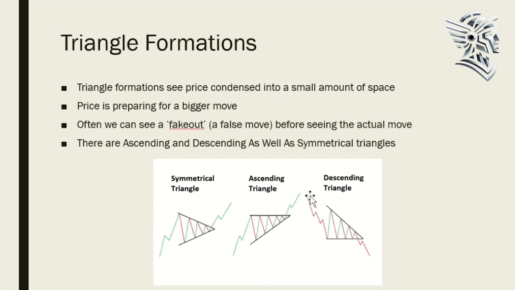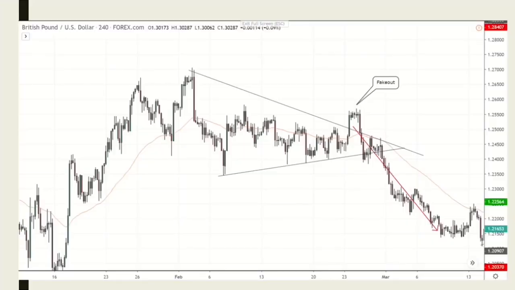And in the descending triangle, it's the same thing, but upside down. So the price will be coming down already. It will get stuck in between a bearish trend line and a support level below, and price will be condensing, getting tighter, tighter, tighter, before eventually breaking and going lower, always. So here are a few examples of your symmetrical triangle, ascending triangle, and descending triangle.